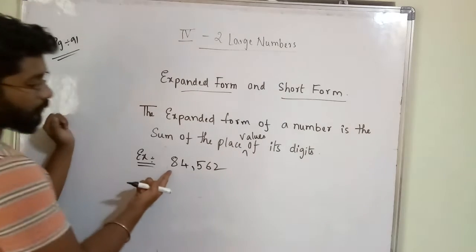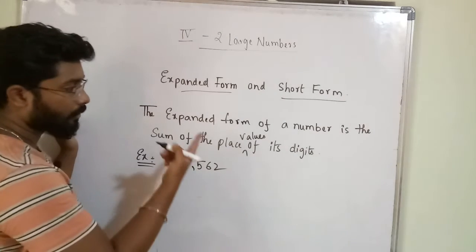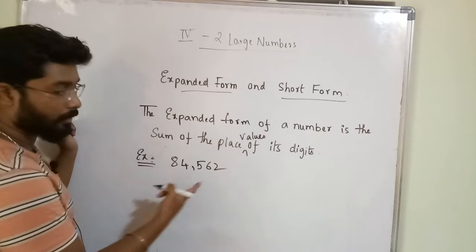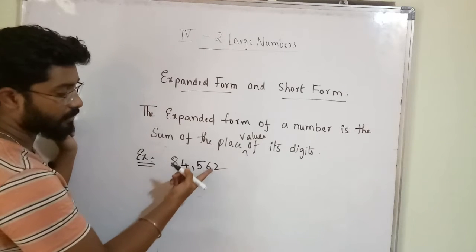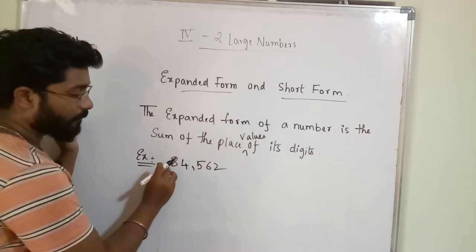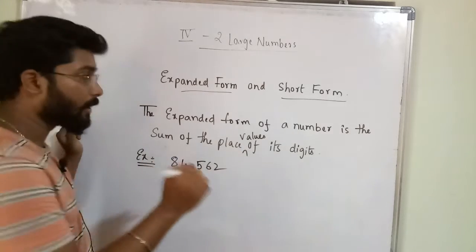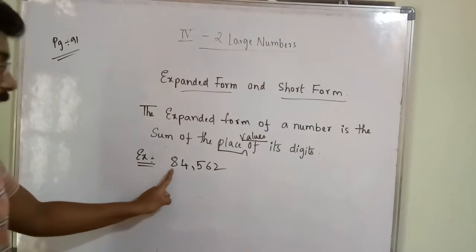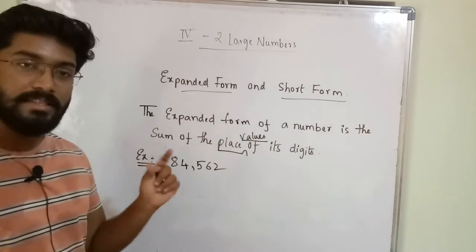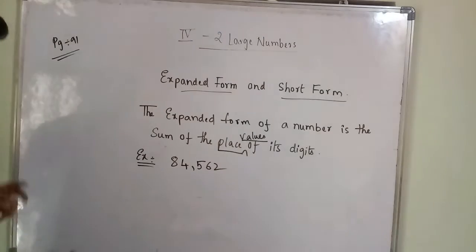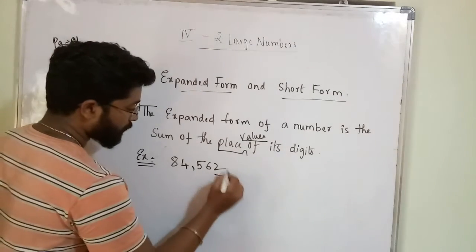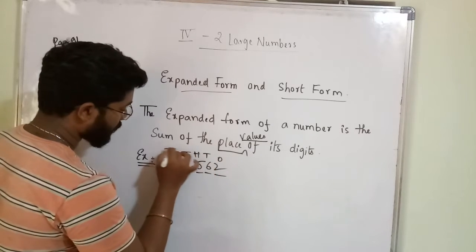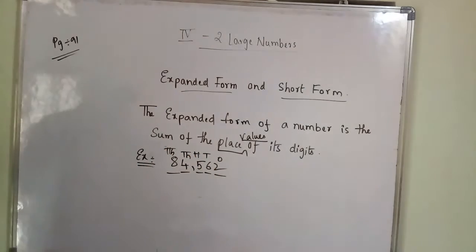84,562. So if I find the place values of all the digits in the number, for 8, for 4, for 5, for 6, for 2, if I add the place values of all the digits, only place values, not face values, then I will get the expanded form. So let us see. This is ones place, tens place, hundreds place, thousands place, 10,000s place. Okay, so let us see how.